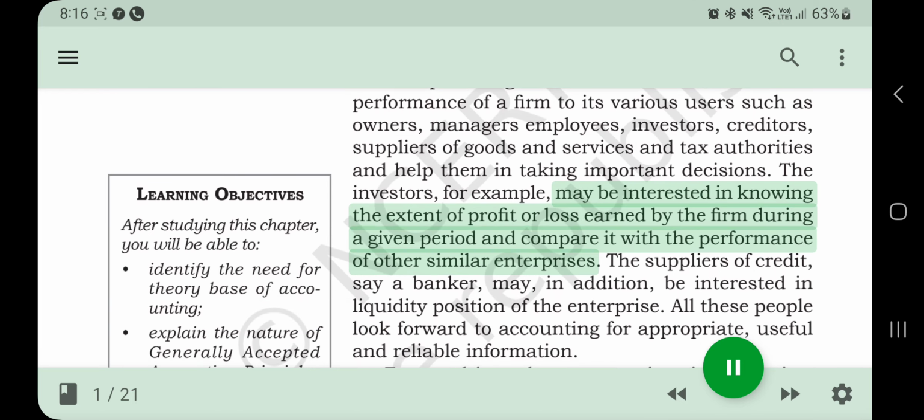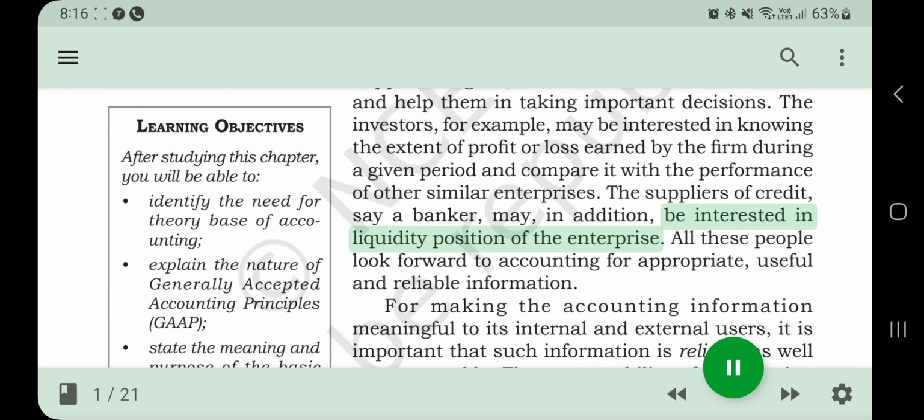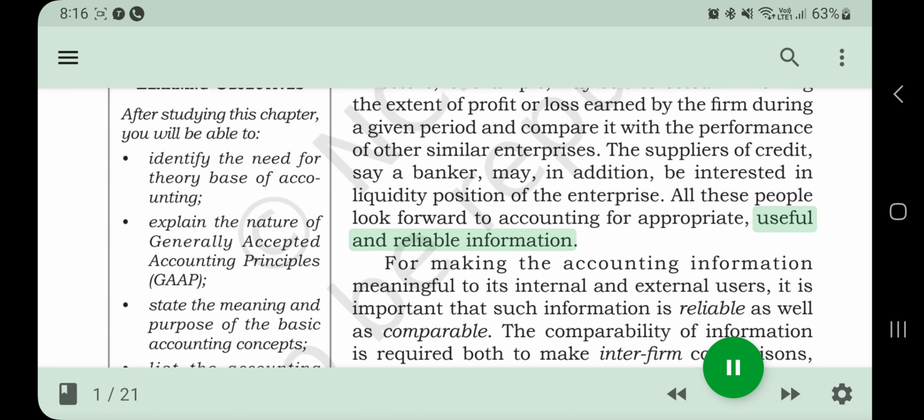The investors, for example, may be interested in knowing the extent of profit or loss earned by the firm during a given period and compare it with the performance of other similar enterprises. The suppliers of credit, say a banker, may, in addition, be interested in liquidity position of the enterprise. All these people look forward to accounting for appropriate, useful and reliable information.